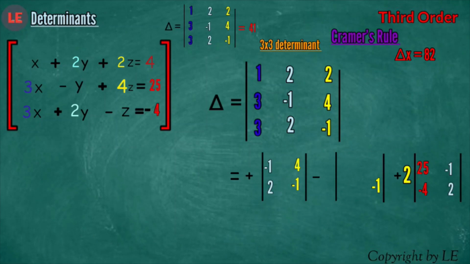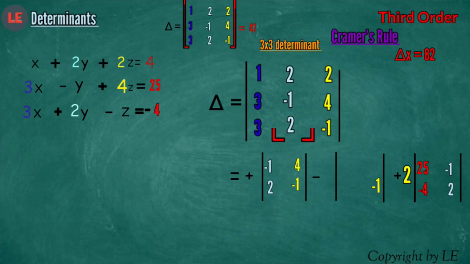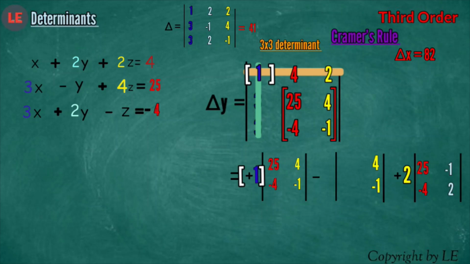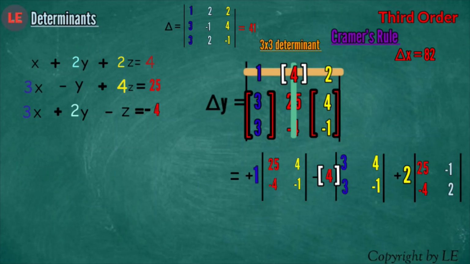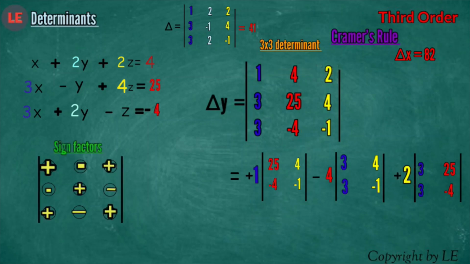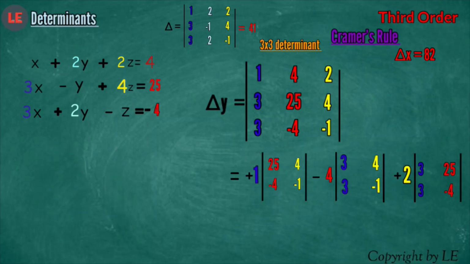Now we are finding the determinant with respect to y, whereby we take this determinant, and replace the coefficients of the y variable with these constants. Then, we strike out the first column and row 1, this group left out alongside this 1. When we strike the second column, this group is left out accompanied by this 4. When the third column is struck out, we get this group left out accompanied by this 2. Don't forget about these sign factors in between.